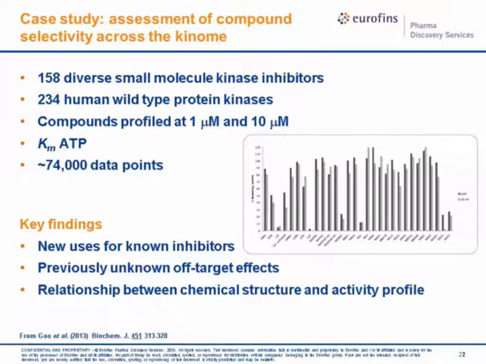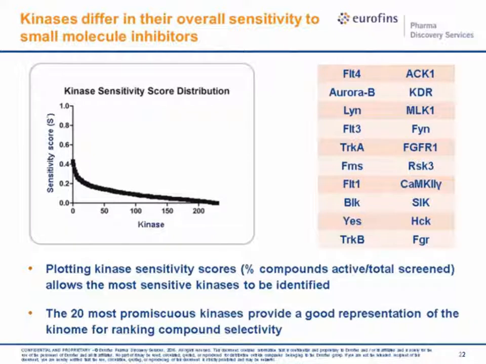We touched on this earlier: one of the benefits of screening against a broader panel is that kinase inhibitors can then be repurposed and new uses can be found for them. We'd also mentioned looking at previously unknown off-target effects. And perhaps most importantly, and this drives all medicinal chemistry campaigns for kinases, the relationship between chemical structure and activity profile, what is known as structure-activity relationship, or SAR, can be derived, not only for the primary kinase of interest, but also for the off-target activities.